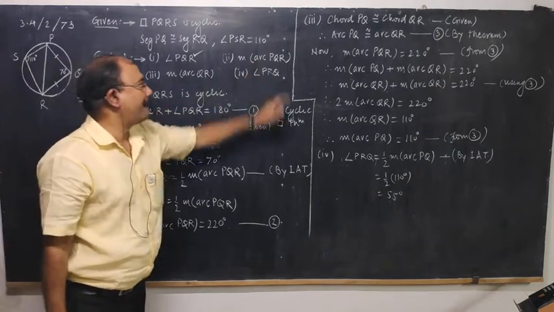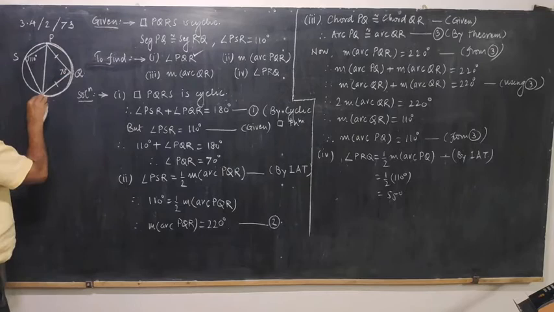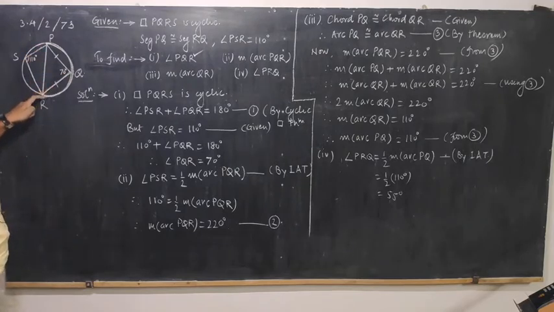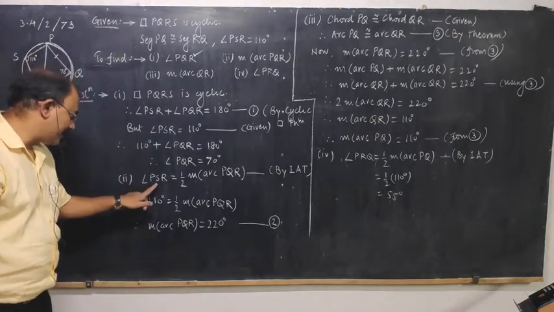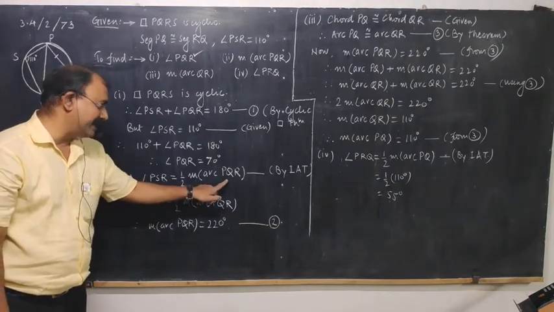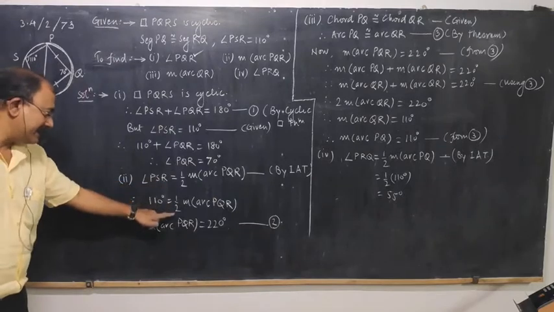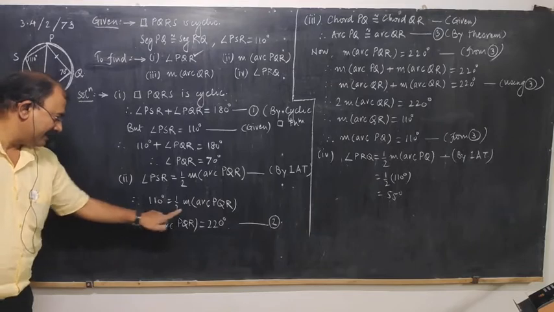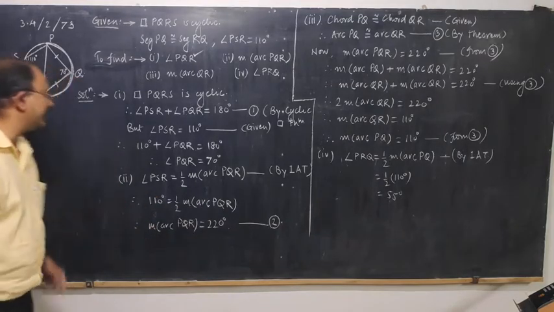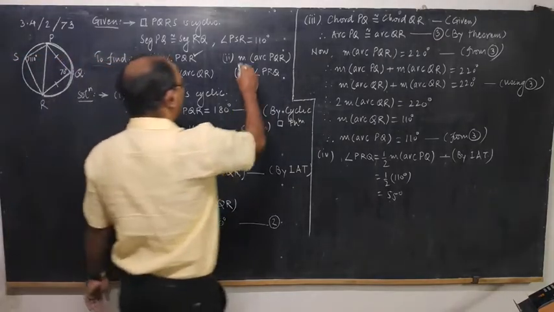Now the measure of arc PQR. PQR is this arc. We know that this is the intercepted arc and this is the inscribed angle. What is the relation between the inscribed angle and the intercepted arc? The measure of the inscribed angle is half the measure of the intercepted arc by the inscribed angle theorem. So if you write the measure of angle PSR as 110 degrees and cross multiply, you will get the measure of arc PQR is equal to 220 degrees. So the measure of this arc is 220 degrees. This also we have calculated.